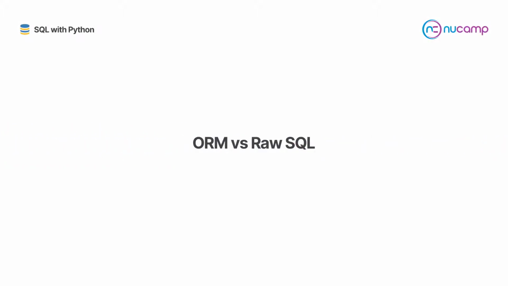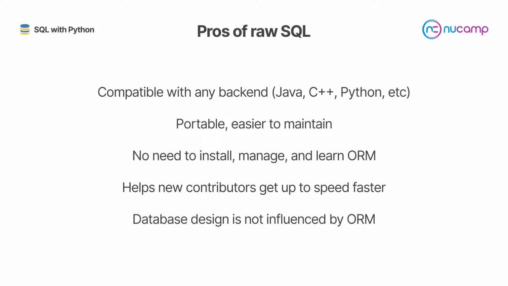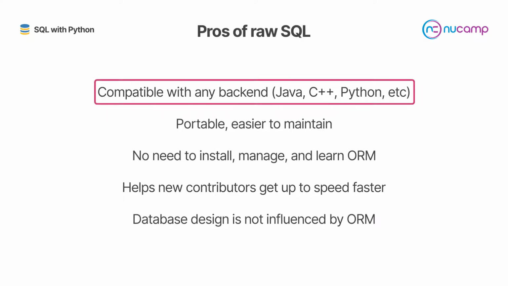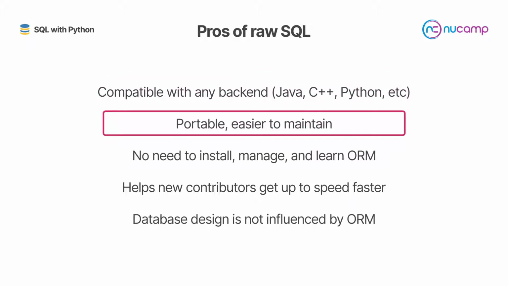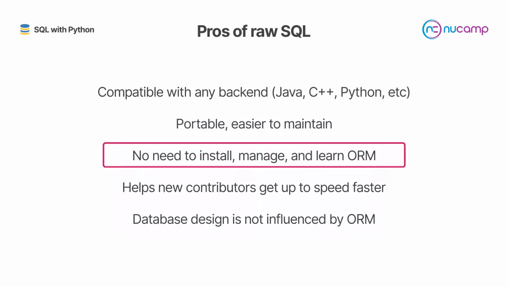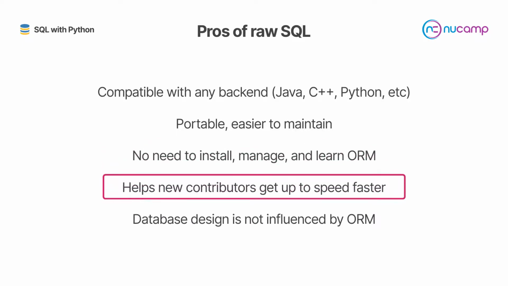In this lesson, we will examine some of the pros and cons between using an ORM versus raw SQL statements. First, let's take a look at some benefits of using raw SQL strings in our backend code versus using an ORM. An ORM is written for a specific backend programming language. But when we use raw SQL, it is compatible with any backend, whether it's written in Java, C++, Python, or any other language. This makes it more portable, as well as easier to maintain since we don't need to install, manage, or learn to use an ORM. This helps new contributors to get up to speed much faster.